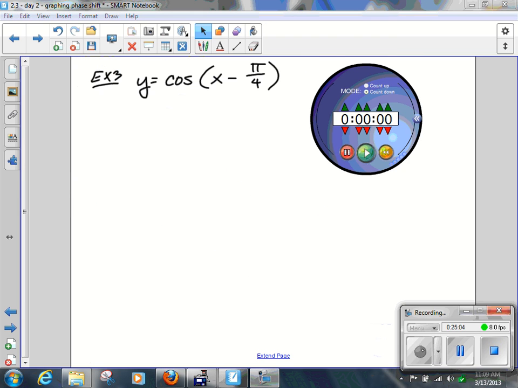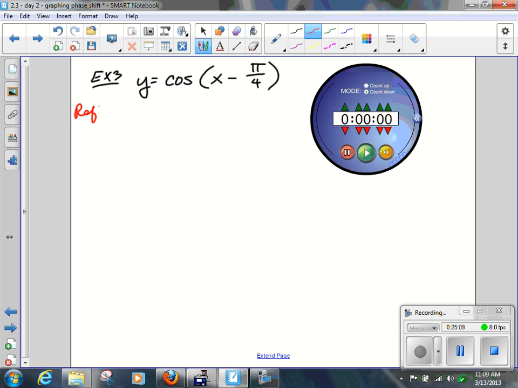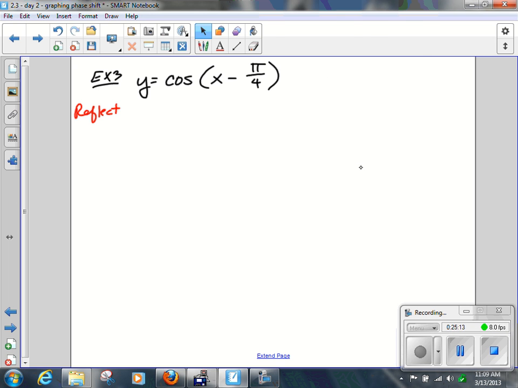Help me get through this quickly. Is this going to reflect? No. It's cosine, so it's an up cup, correct? All right, amplitude, absolute value of who?